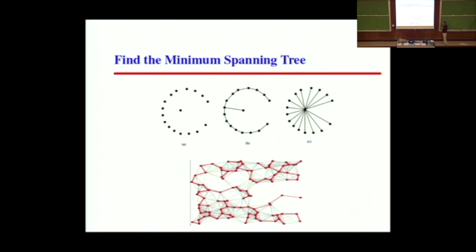Here is another picture of a graph I saw. You can see the gray edges, okay? This is the minimum spanning tree of that particular graph, okay? Any questions about that, about what the minimum spanning tree is?